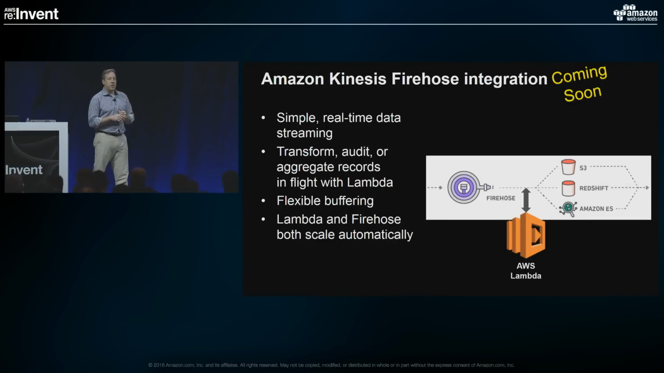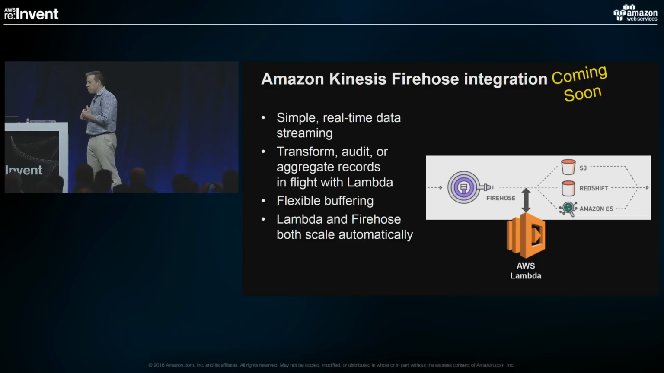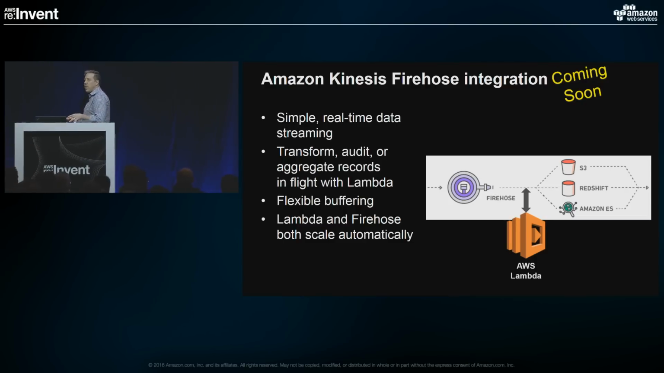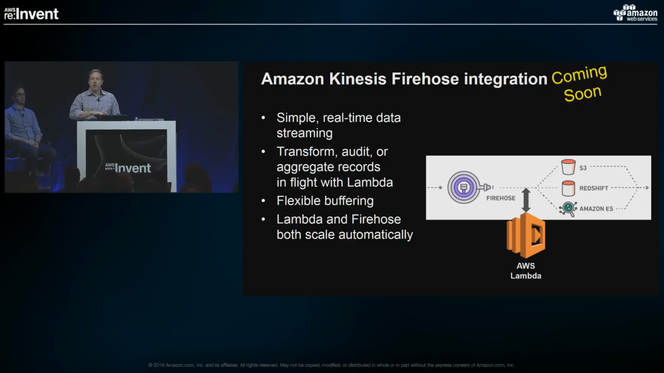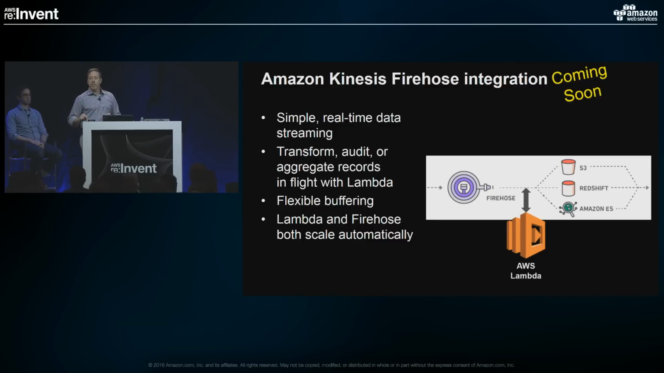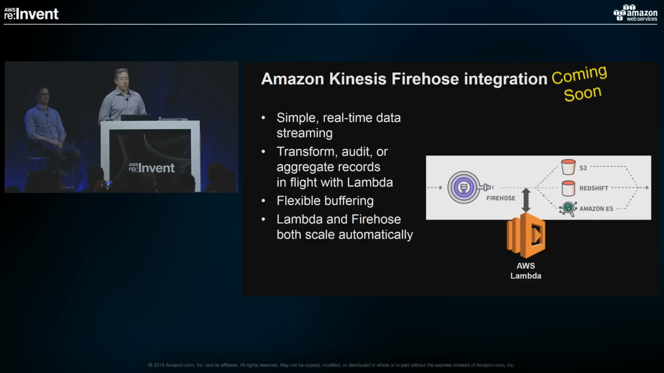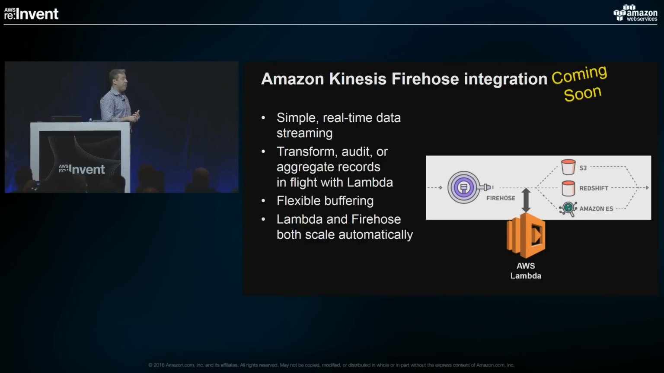And one of the other things we announced this week is integration between Lambda and AWS Firehose. In the next couple of weeks, we're going to be delivering a combination of these two things so that you can ingest huge amounts of streaming data into Firehose and route to S3, Redshift, or Elasticsearch. And along the way, have it run through a Lambda function so that you can transform, audit, aggregate, or do whatever you like with those records.